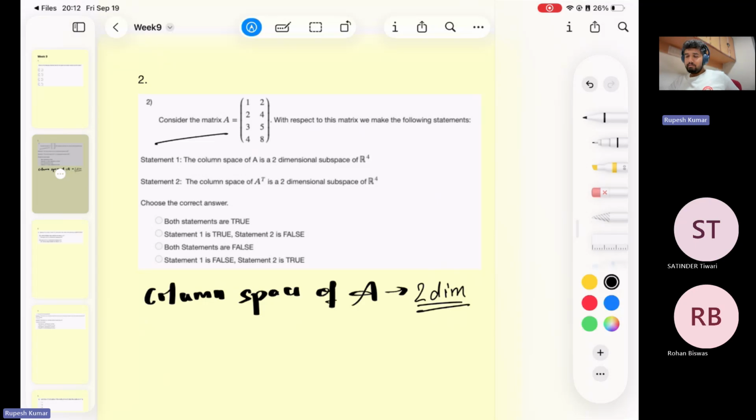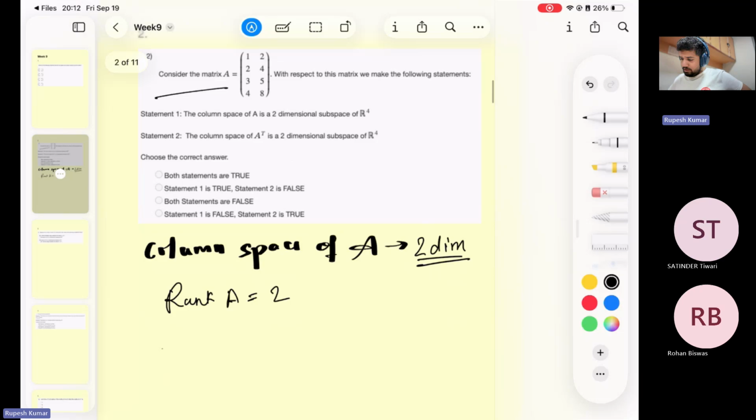And by column space, what I mean is the range of the column space, right? Then what is the rank of A? 2. And then what about the nullity, the null space?